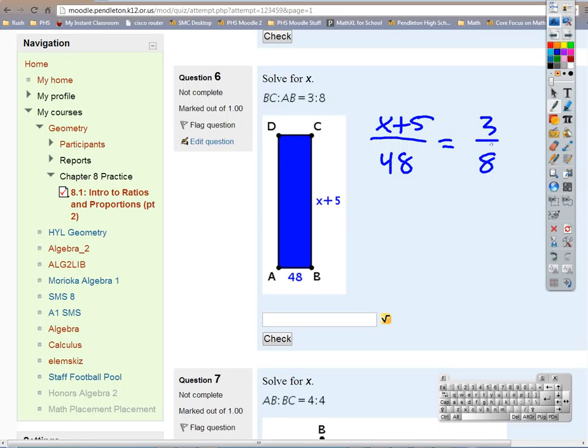What's that? It's just given to us. The ratio is 3/8.